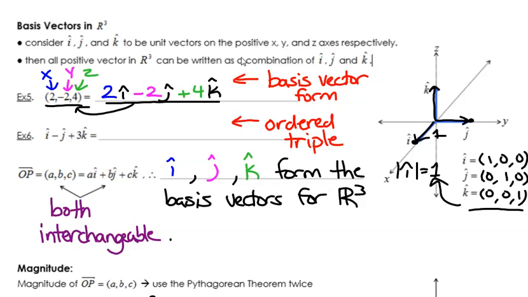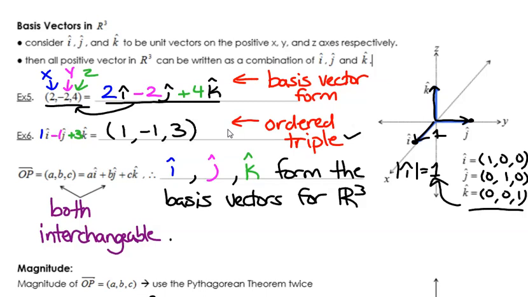But an ordered triple means that you now have 3 numbers. So all you have to do is check the coefficients in front of each of the unit vectors, and that's going to give you your coordinates. So this is a +3. This is going to be 1, -1, and +3.